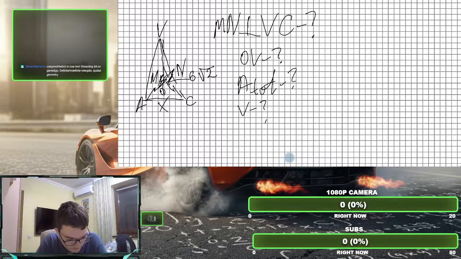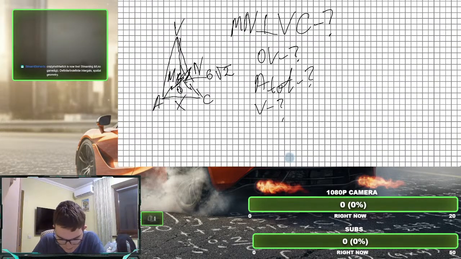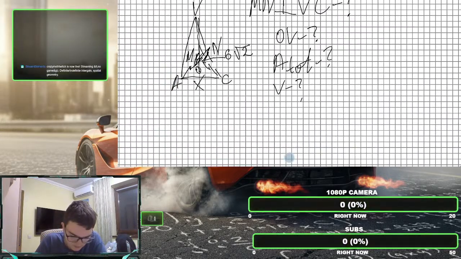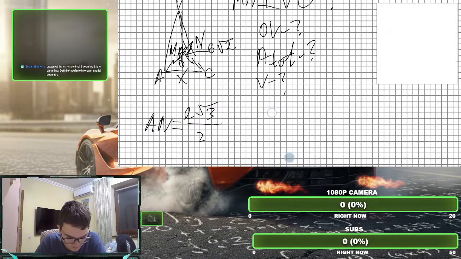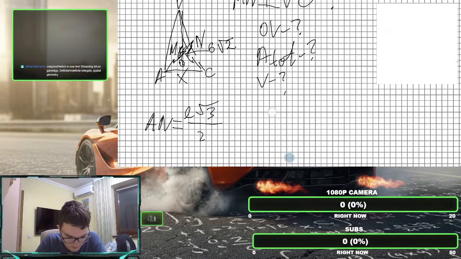So AN is that, MN is basically also that, and so that to the second power equals this and that, so it's 12. What is this? AN equals this formula from who knows where, and MN is 6 square root of 2.